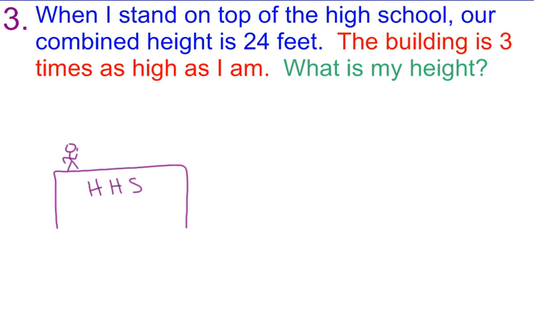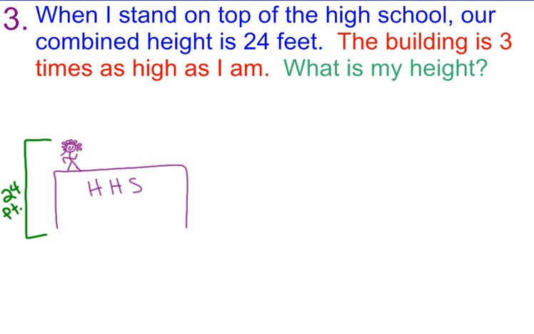Dancing, apparently. You can draw yourself. I'm going to make myself dancing. There we go. So now they told me when I stand on top of the high school, our combined height is 24 feet. So if I'm using my picture, I'm saying from here to here is 24.